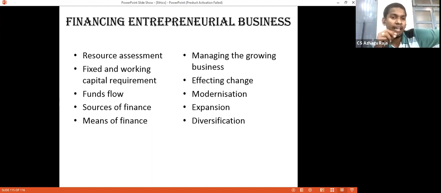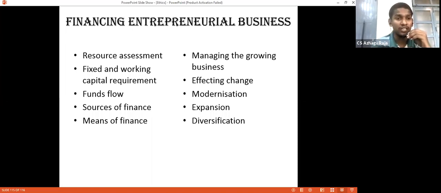Financing entrepreneurial business. How do you finance an entrepreneurial business? Resource assessment: you have to assess the resources and the fixed and working capital requirements. What is the difference between fixed and floating or working capital requirements? Fixed means you need a fixed amount every year, right? Fixed capital, once you invest it, is there forever. And what is floating or working capital?